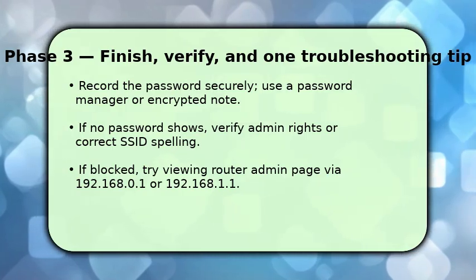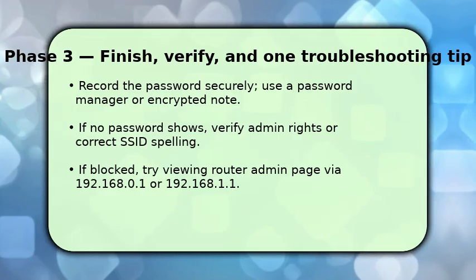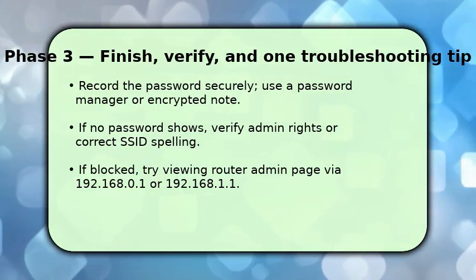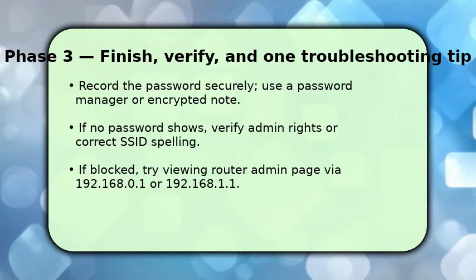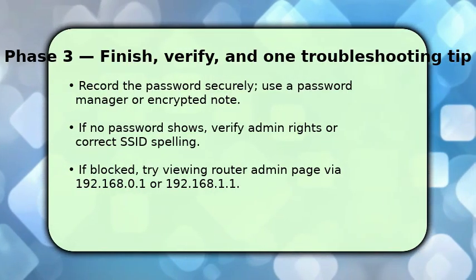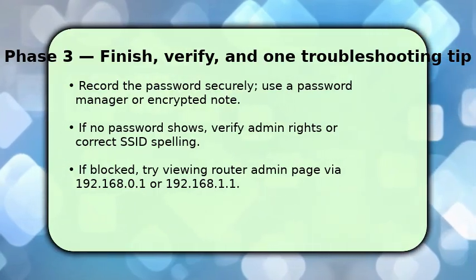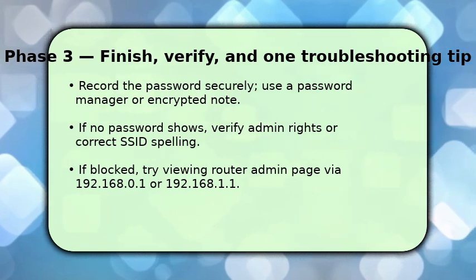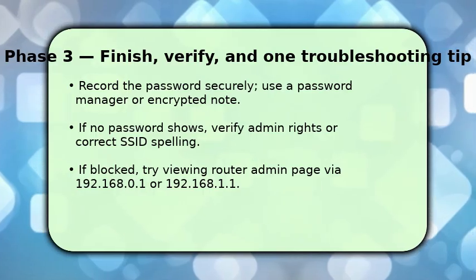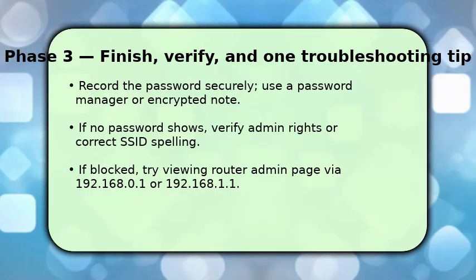If the password didn't appear, make sure you ran the command as administrator, authenticated on Mac OS, or used the exact SSID. If that fails, access the router's admin page at 192.168.0.1 or 192.168.1.1, log in with the router admin credentials, and view wireless settings. Troubleshooting tip: if you can't get admin access, reboot the router and try again or reset credentials through the router's support options.